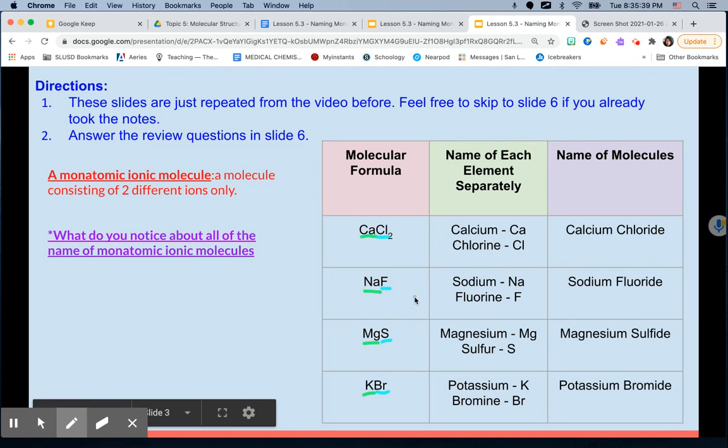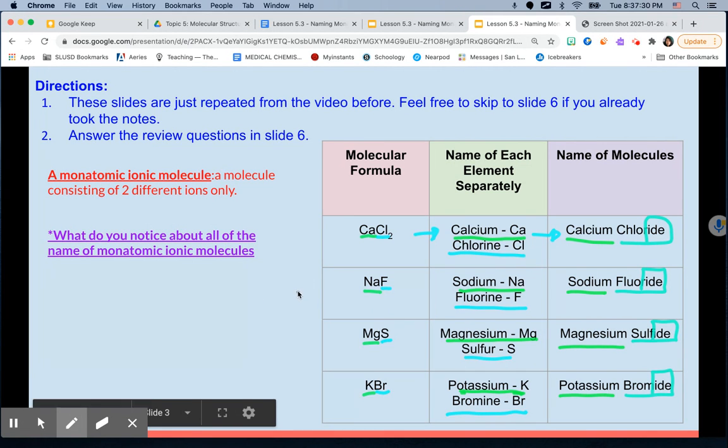Something I want you to notice is that in the last video, we talked about how we created this formula, but oftentimes when you look at food labels and your shampoo bottles and your ingredients, you'll see things like calcium chloride, sodium fluoride, magnesium sulfide, potassium bromide. I want to see if you can notice, how do we name all of these molecules? Can you figure it out? Go ahead and pause the video and see if you can figure out by looking at the patterns, going across. Do you notice how these things are named? Okay, did you notice it?